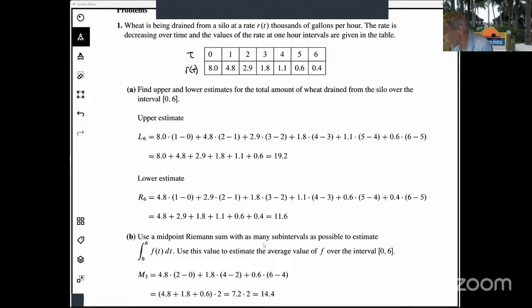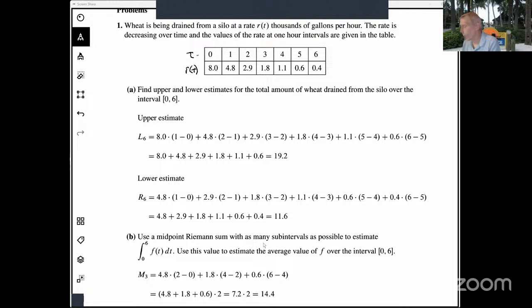In context here, we have wheat being drained from a silo at a rate R of t thousands of gallons per hour. Actually, I looked this up and it doesn't sound quite right, but that is a way that they measure wheat coming out of a silo. So this rate is decreasing over time, and the values of the rate at 1 hour intervals are given in the table. I'm sorry I didn't do this, Curtis, but perhaps I'll do this when I post the final solutions. Of course, these are the values of t in the top row, and the values of R of t are given in the second row.